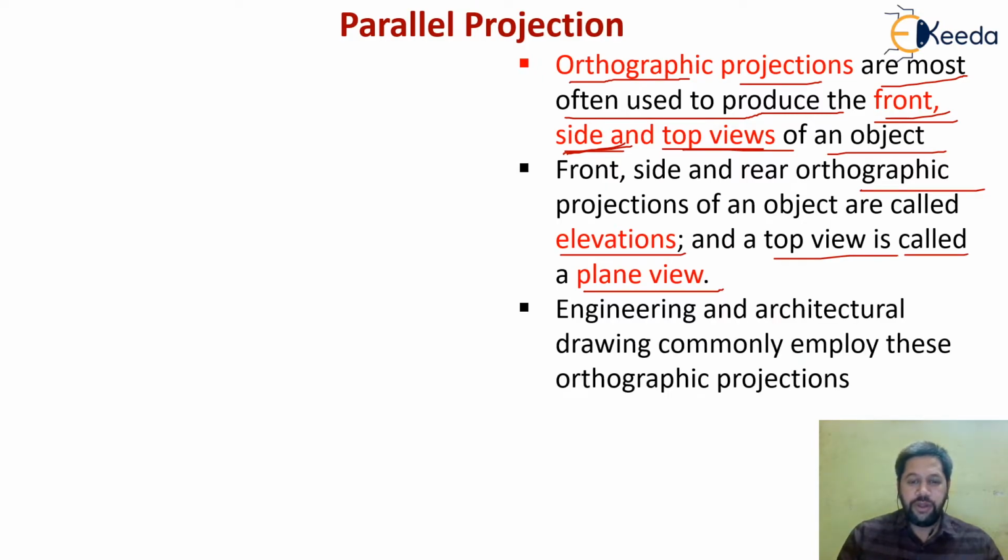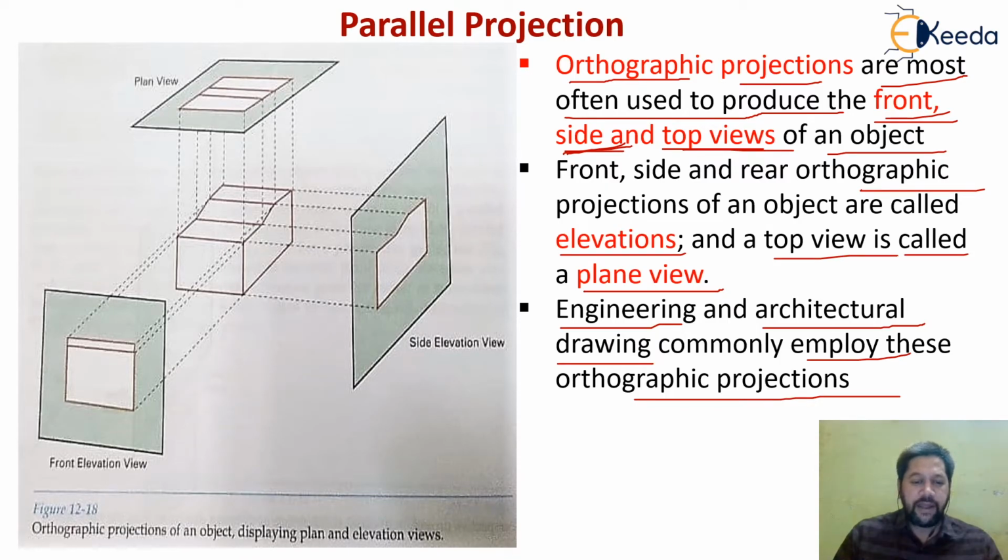Now in this orthographic projection, where I'm taking the front view, side view, and top view of the object, all these are useful for engineering and architectural drawing, and commonly employ this orthographic projection. So all the engineers and architects, for drawing purposes, use the orthographic projection. Now this is what I have shown in the diagram. I think this diagram will help you to understand the orthographic projection.